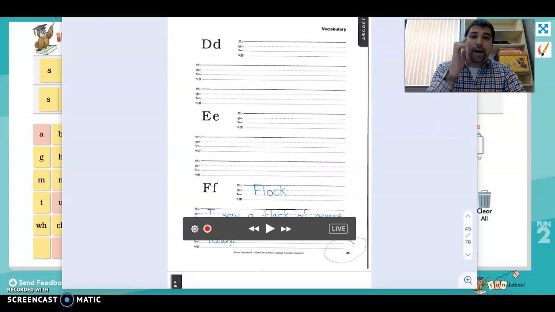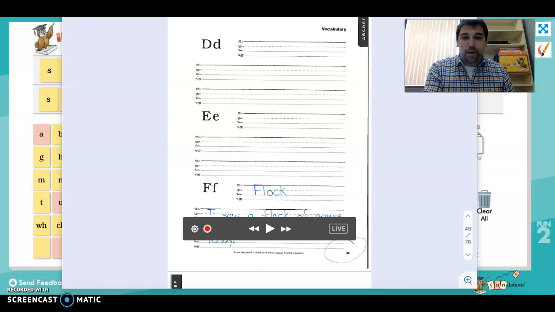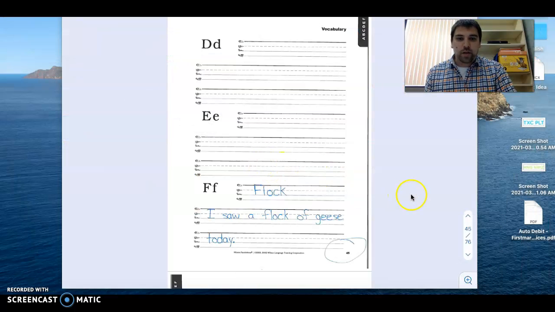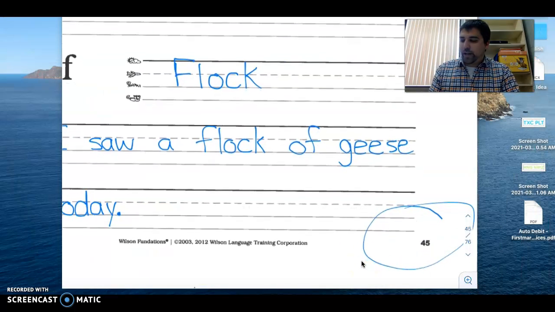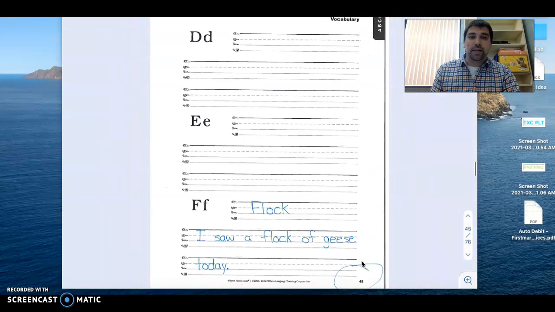I have it on my iPad, but if you remember, you're going to be going into your student workbook, the student notebook you'll be able to pull out. And you're going to find the page. Sorry, you're going to find page 45 in that workbook. It's going to start with the D at the top, and then E, and then F. Today, our word starts with an F.